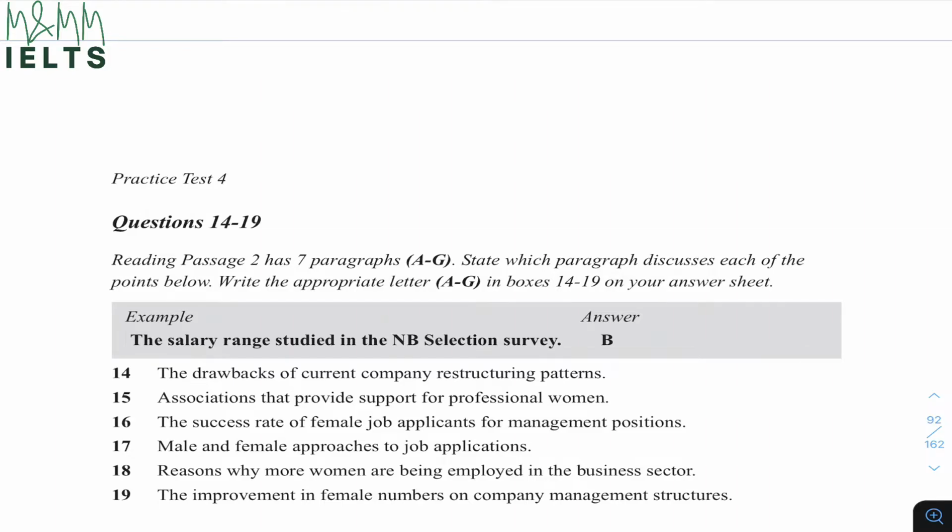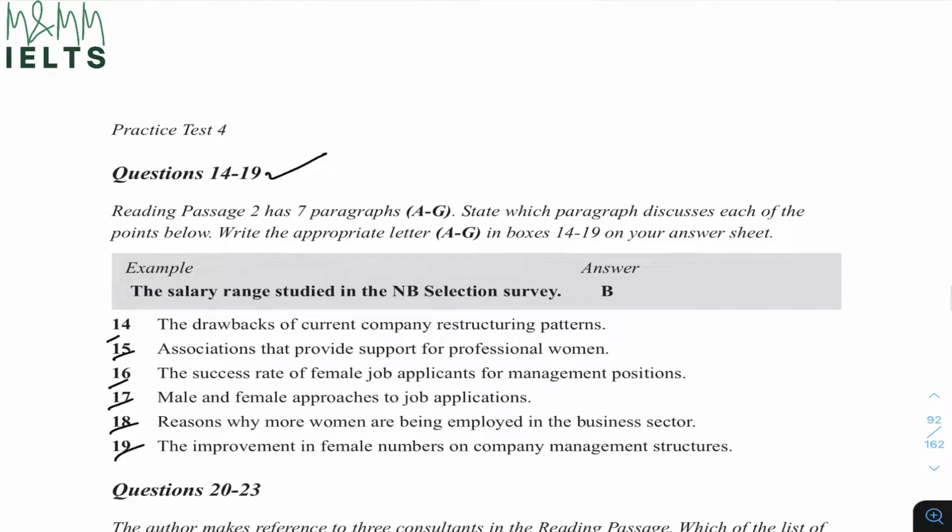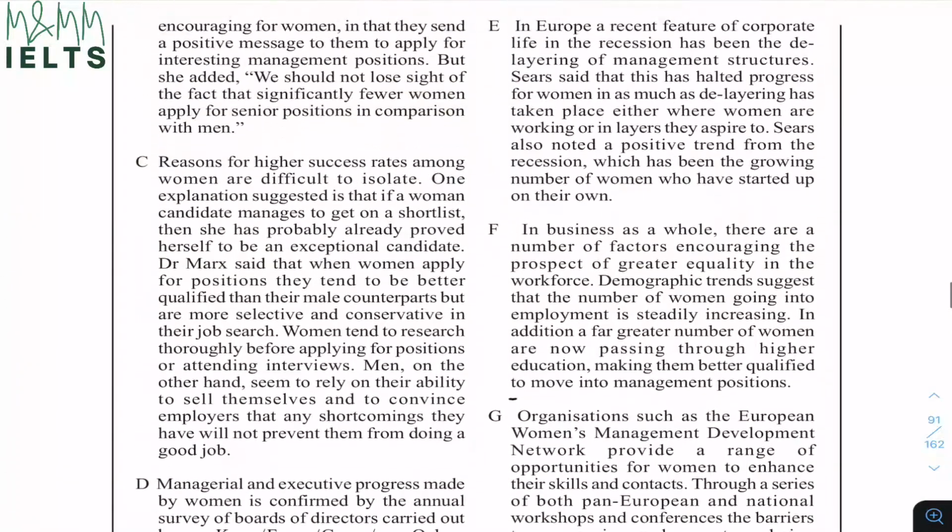We have questions 14 to 19 here, which means 1, 2, 3, 4, 5, 6. We have 6 questions with us, 6 statements with us. One example has been done for us, which, as I said, don't pay much attention to it. What is the instruction? Let us first read the instruction. This is our instruction. And as we discussed, that is our priority to read. Reading passage 2 has 7 paragraphs A to G. All right, let's have a look. Let's go up a little bit.